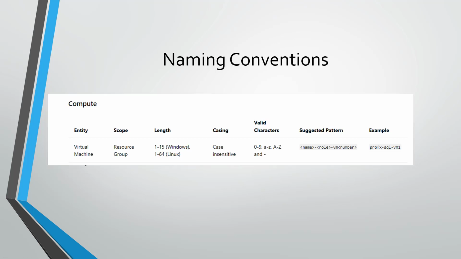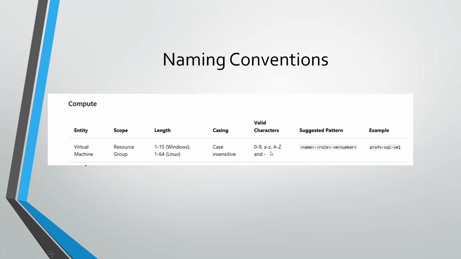Naming conventions. Are there any rules when I create the VM? You bet. You could create Linux VMs and Windows VMs. We will be concentrating all on Windows VMs. Way down the line, maybe lab number 33, we'll do a Linux. But 1 to 15 length, that's probably because of the old NetBIOS length from back in the olden days. It is not case sensitive.